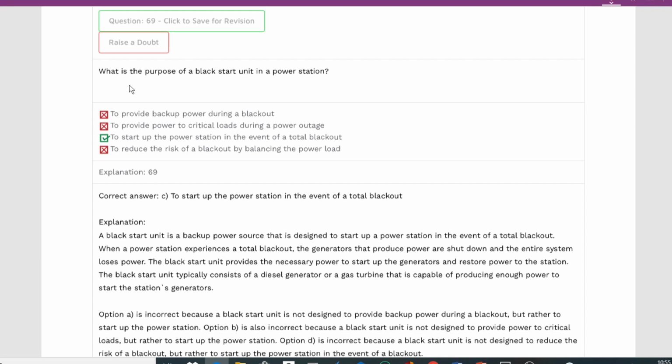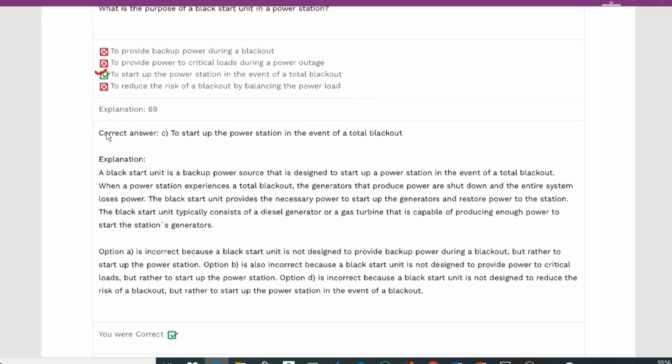Now here, what is the purpose of a black start unit in a power system? The main purpose is to start up the power station in the event of total blackout. Here you can see the options: to provide backup power during a blackout, to provide power to critical loads during a power outage, to start up the power station in the event of total blackout, and to reduce the risk of blackout by shedding the power load. So here the correct option is C. As you can see in the explanation part, a black start unit is a backup power source that is designed to start up a power station in the event of total blackout.